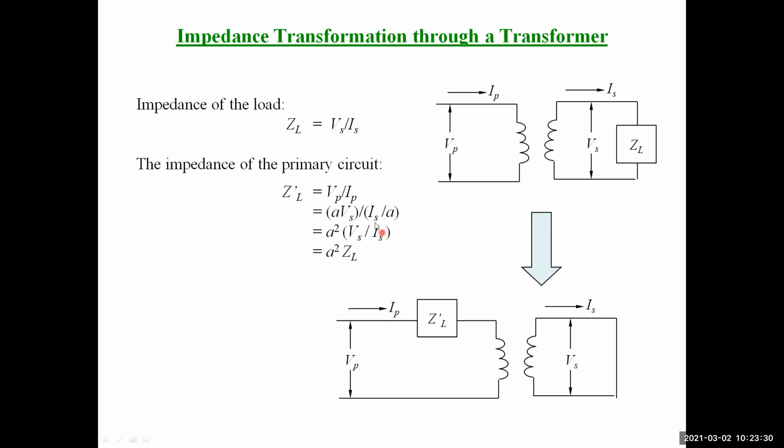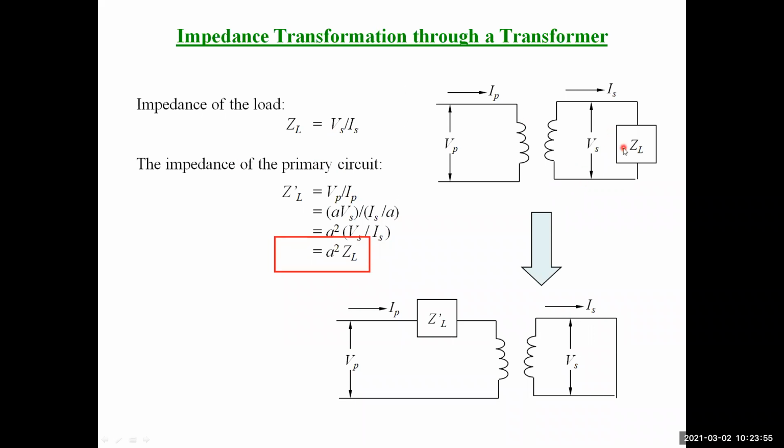So when you convert the primary current also in terms of the secondary current, we'll get A times Vs divided by Is by A. Then you will get A square into Vs by Is. So Vs by Is is called ZL. So A square into ZL. This is the final expression. Understood?